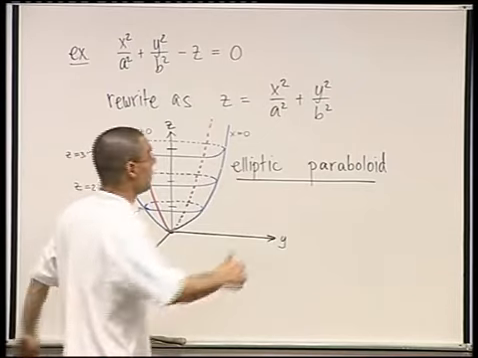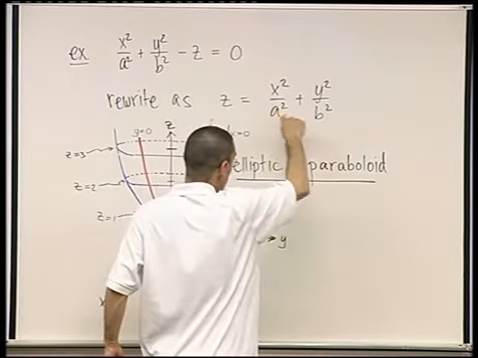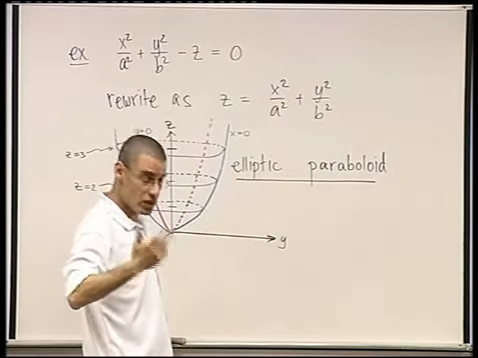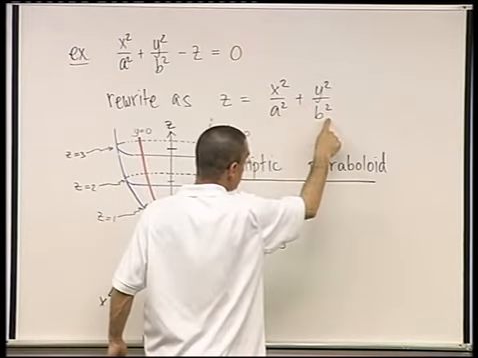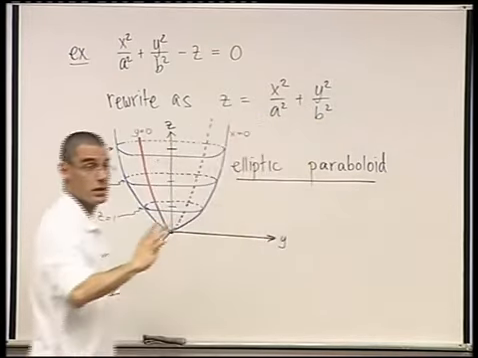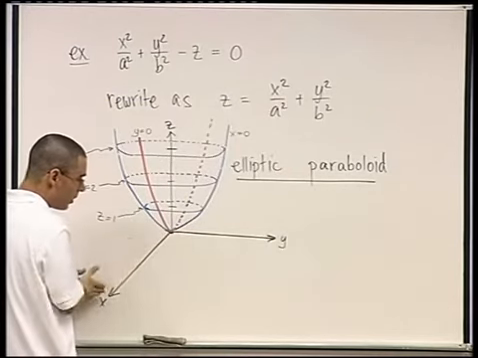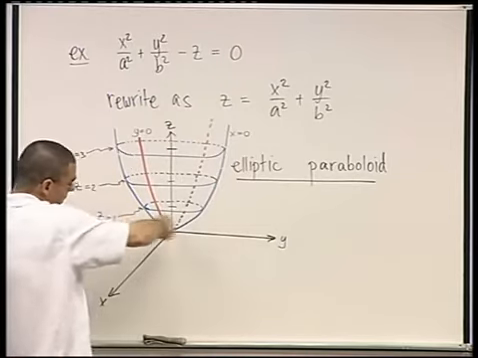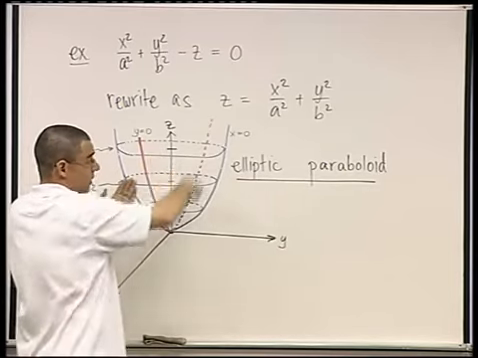You can plug in values. So when x, for example, is 1, this becomes some constant, 1 over a squared. It's still a parabola, right? z equals y squared over b squared plus this constant. So it's still a parabola. It's going to be a parabola not at x equals 0, but at x equals 1, there's going to sit another parabola to the front.